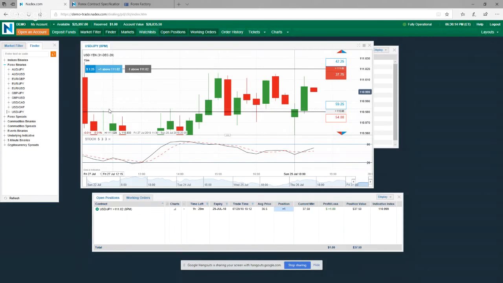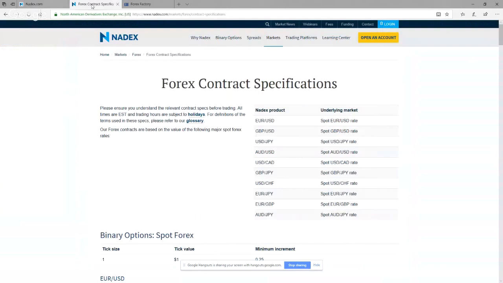Now, they do have several currencies available, but it's not limited to currencies. I mean, you can trade gold, you can trade the indices, you could trade crude, you can trade Bitcoin. They have Bitcoin on the spreads. Doesn't really matter what you want to trade. The only thing that would matter would be your contract specifications.